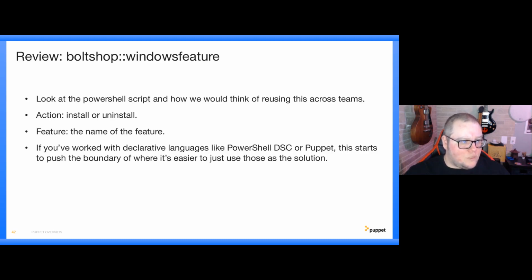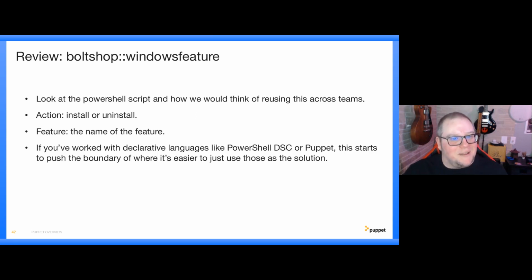So this is essentially looking at this Windows feature task that's in your project. We can look at that script and we can think about reusing it across teams. The first thing I did was to define an action. So we want to add or remove it. That's the simple thing we're giving people, not sub features or anything right now. It's just literally, if you need to quickly install something, you can do it without having to know the PowerShell for it. You do need to know the name of the feature.